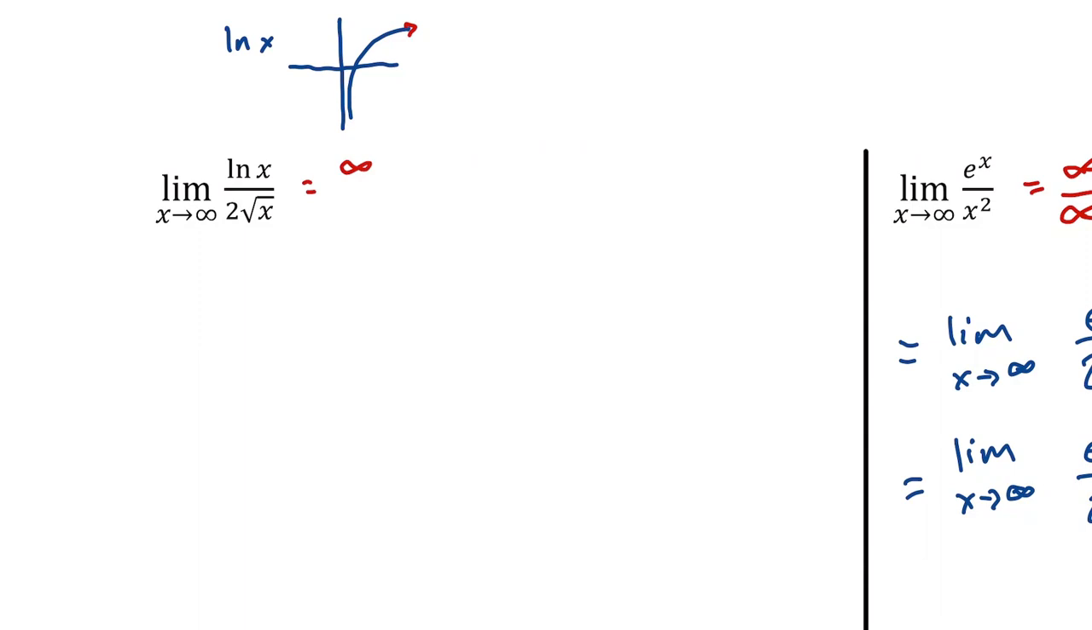And again, if you were to just consider another function, the 2 square root of x, the square root of x function looks like this. And again, it doesn't grow very fast, but it still does grow without bounds. So this is another scenario where we have infinity over infinity. So we can use L'Hôpital's rule. And we'll do that by taking the derivative of the top and the bottom separately.